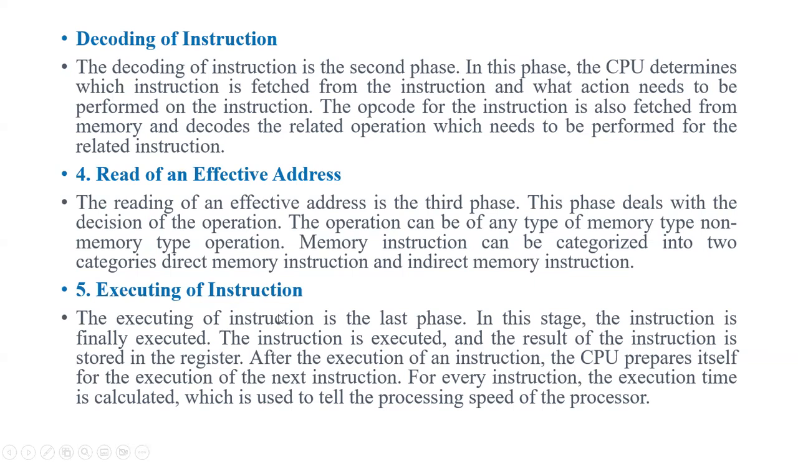Next is executing an instruction, which is the last phase. In this stage, the instruction is finally executed and the result of the instruction is stored in the register itself. After the execution of an instruction, the CPU prepares itself for the execution of the next instruction. So this is the instruction cycle.